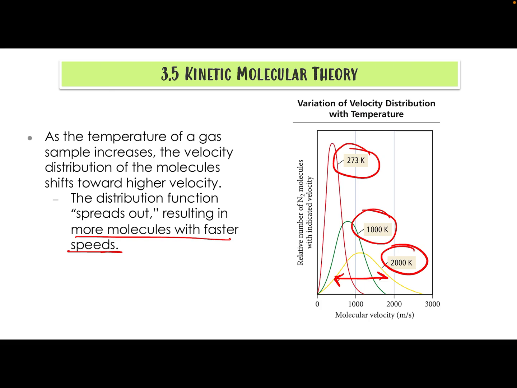And so this is the end of kinetic molecular theory. It's fairly straightforward. It's just describing what the particles actually look like within a gas and these gas laws.